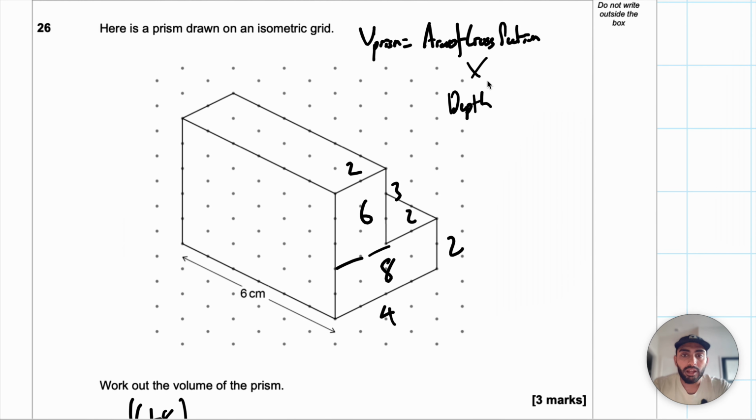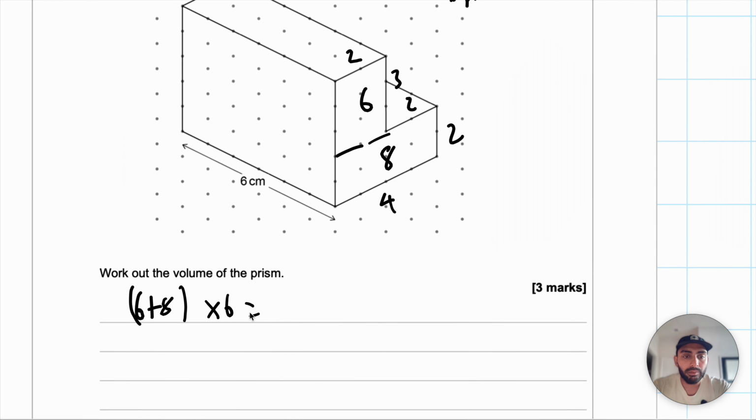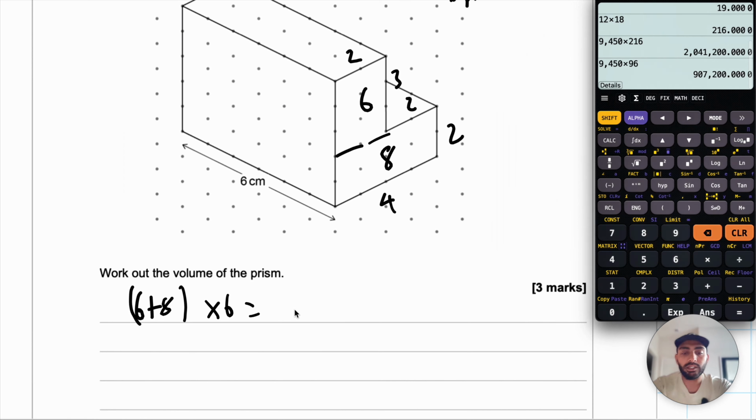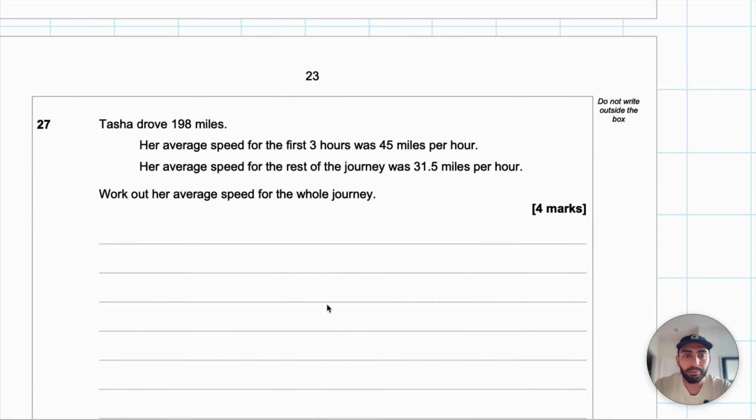That's that bit done. And then I need to multiply it by the depth. The depth here is 6, so I multiply that by 6. 6 add 8 is 14, so 14 times by 6, which is 84. And this would be in centimeters cubed because it's volume.